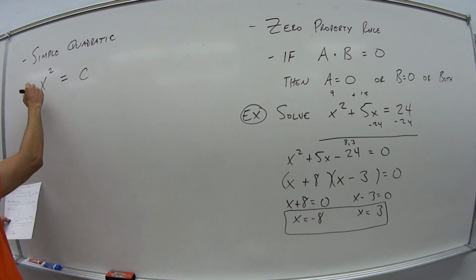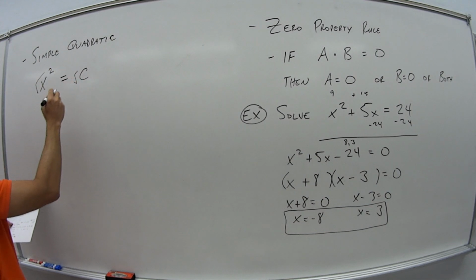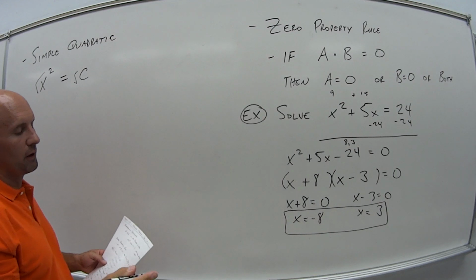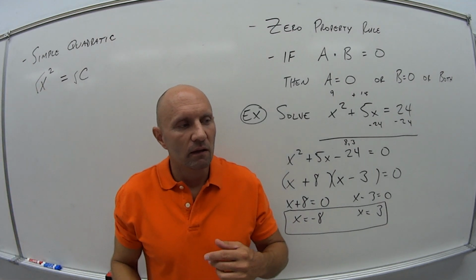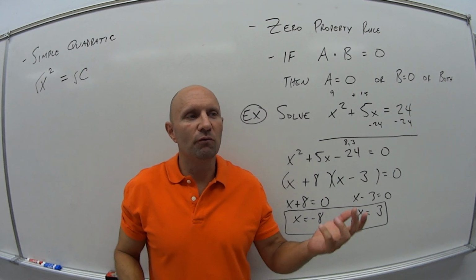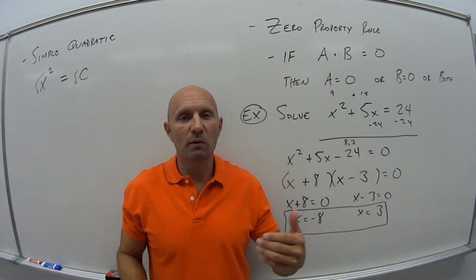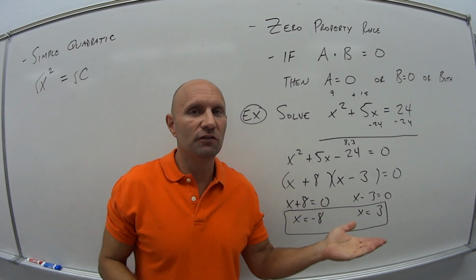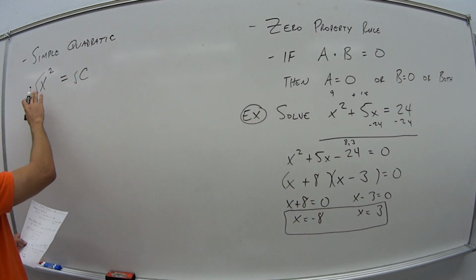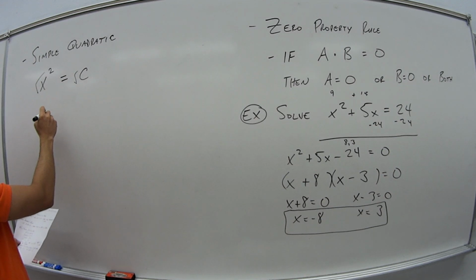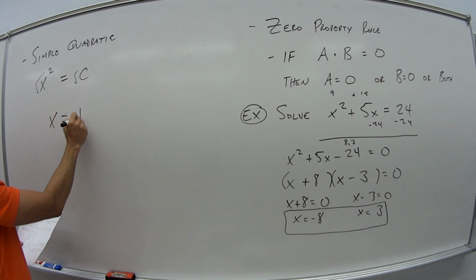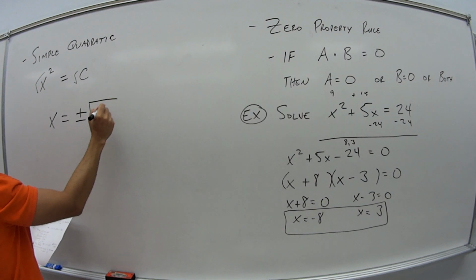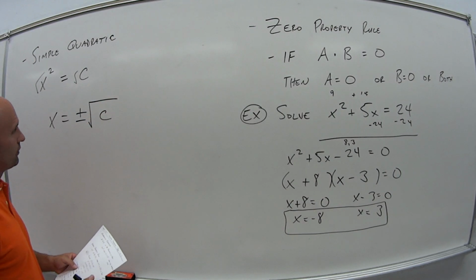Well, I would have to take the square root of both sides, but you have to be careful here because when we take the square root, how do we get back to the original? Well, we would have to square it. When we square it, it could be positive or negative and still give us a positive back. So when we have x squared is equal to c, what this means is that x is equal to plus or minus the square root of c.